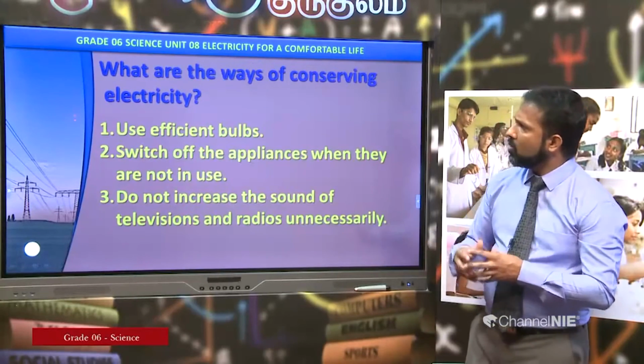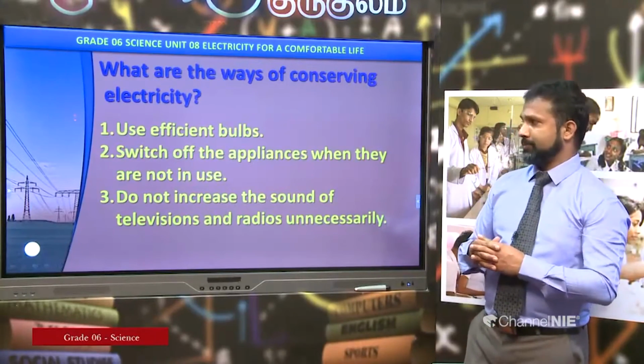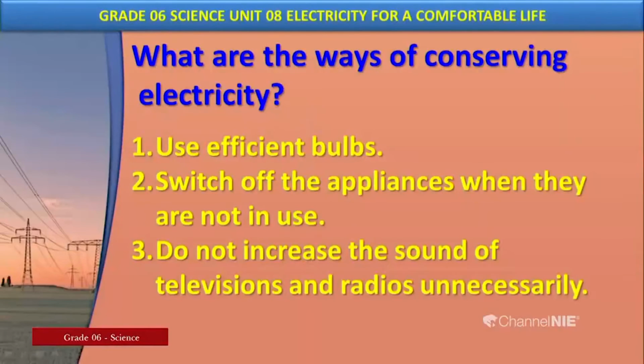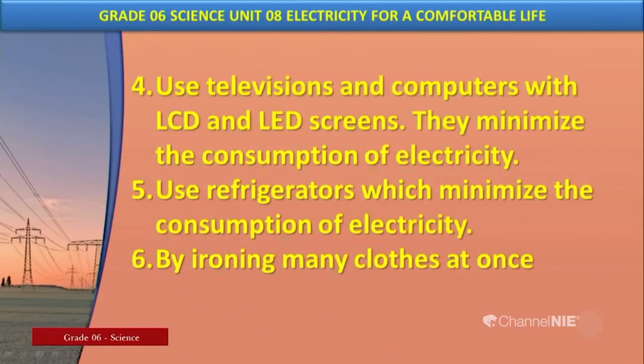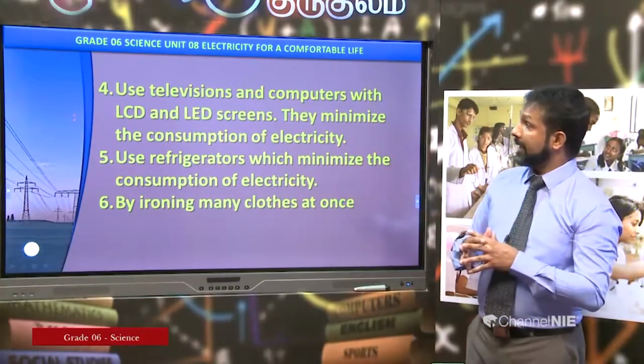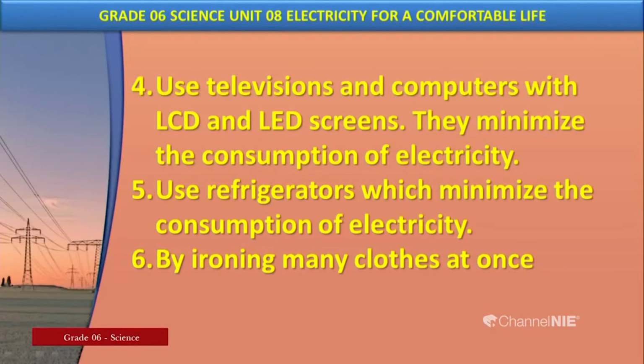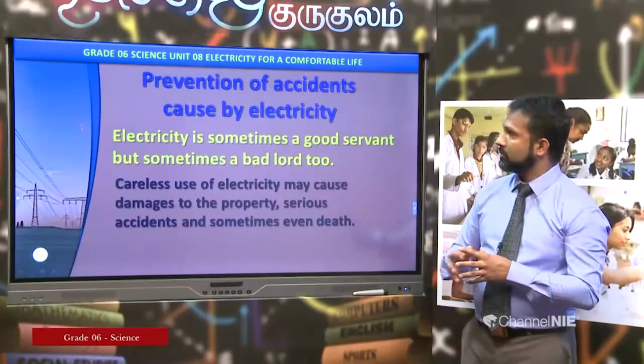What are the ways of conserving electricity? Use efficient bulbs, switch off the appliances when they are not in use, do not increase the sound of televisions and radios unnecessarily, use televisions and computers with LCD and LED screens, they minimize the consumption of electricity, use refrigerators which minimize the consumption of electricity, and iron many clothes at once.